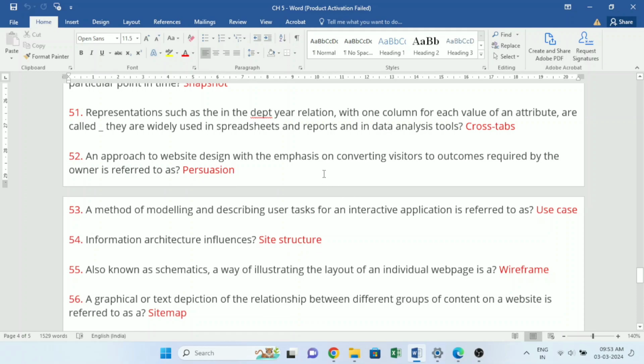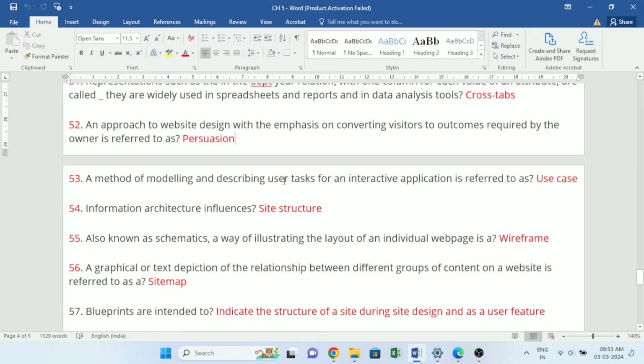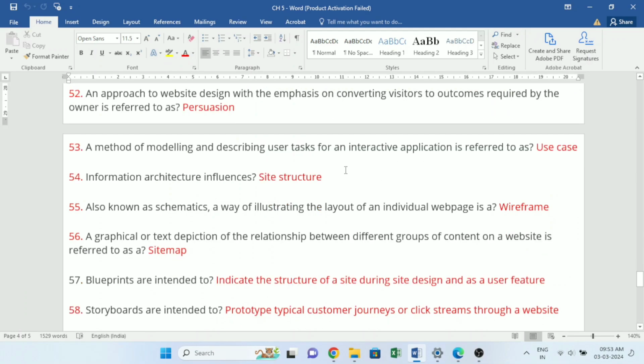51. Representations such as the one in the department year relation, with one column for each value of an attribute, are called _. They are widely used in spreadsheets and reports and in data analysis tools. Crosstabs. 52. An approach to website design with the emphasis on converting visitors to outcomes required by the owner is referred to as persuasion. 53. A method of modeling and describing user tasks for an interactive application is referred to as use case.